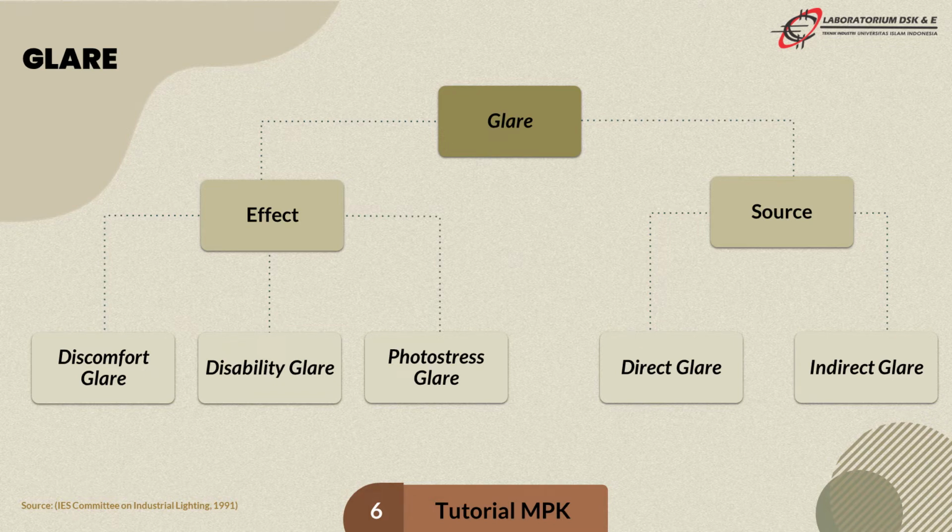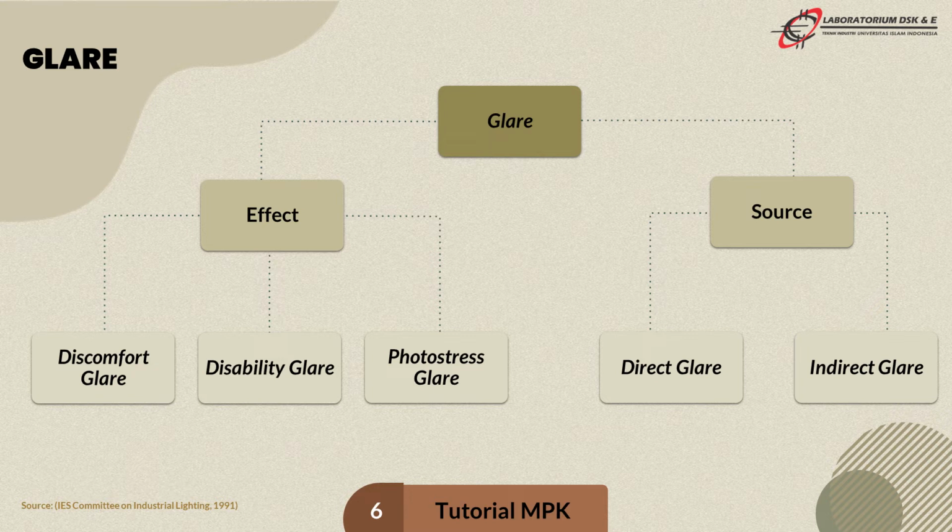Next we will get to know glare. Glare is a stimulation produced by the luminance or brightness in the visual area, which is large enough that the eye can adjust. Based on the source, glare can be divided into two.